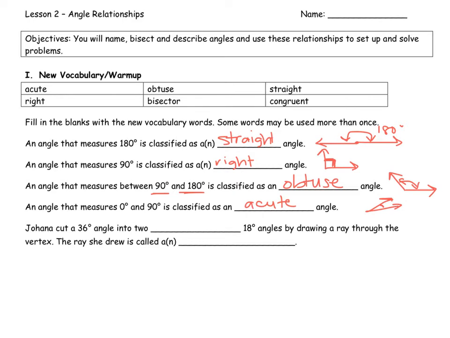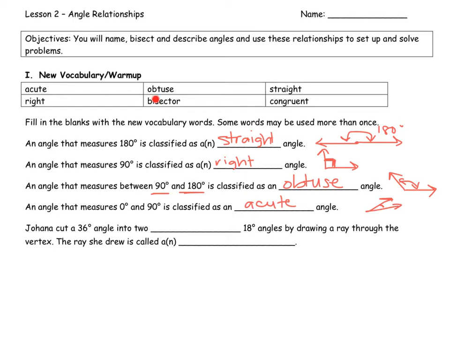So we now know that if we're classifying an angle, we will classify it as straight if it's 180, right if it's 90, obtuse if it's between 90 and 180, and acute if it's between 0 and 90.